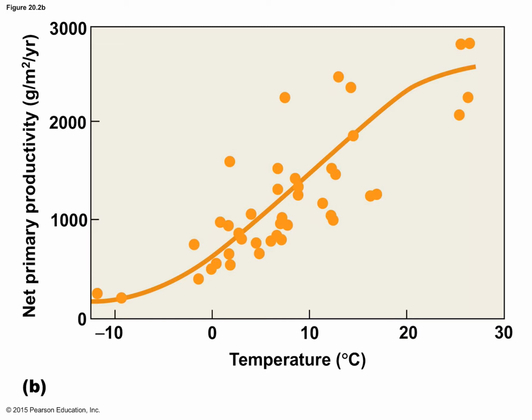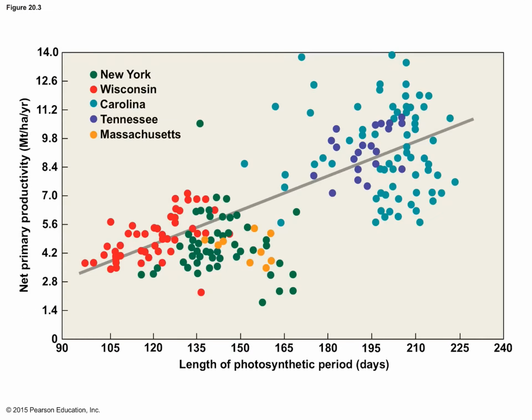The growing season is measured or defined as the number of days with temperatures warm enough to support photosynthesis. So here's some data on that. Here we have the length of the photosynthetic period in days, and here we have net primary production. This is measured as megatons, millions of tons per hectare of land surface per year, okay?